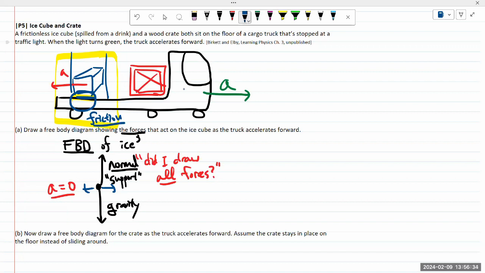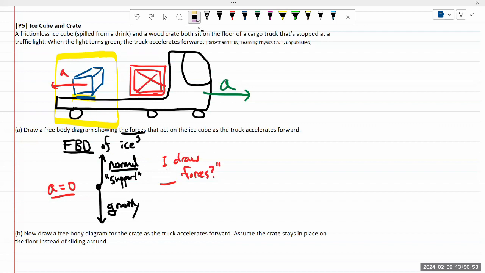And that's where you go back to the question wording and note that, oh, frictionless ice cube. So anything having to do with the friction, I can't do. So that's where I roll back everything. And okay, no friction, no horizontal forces, and with it, I must have drawn all the forces.